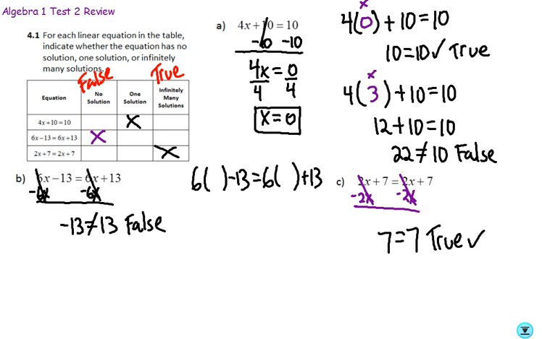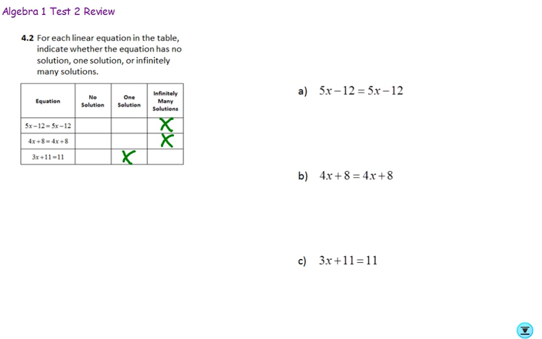All right, so let's check your answers for 4.2 and 4.3. So for 4.2, you should have got infinite, infinite, because they both canceled and would end up with true statements. And then for the last one, one solution, because you'd get x equals 0 when you went to solve it.